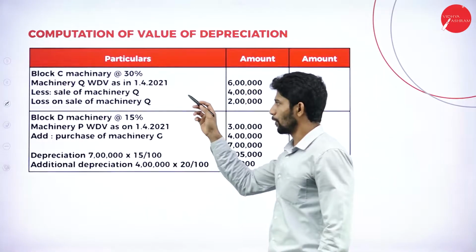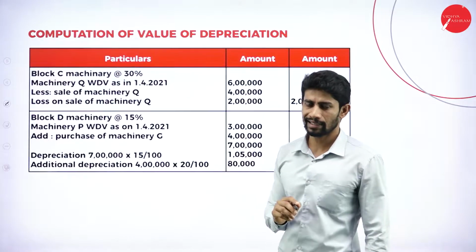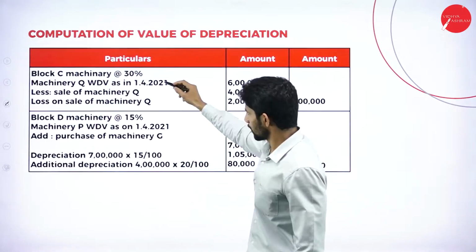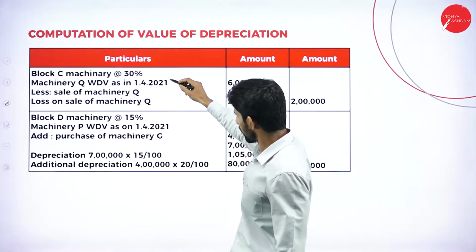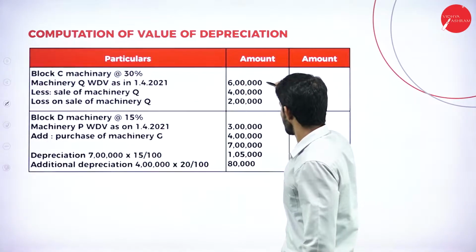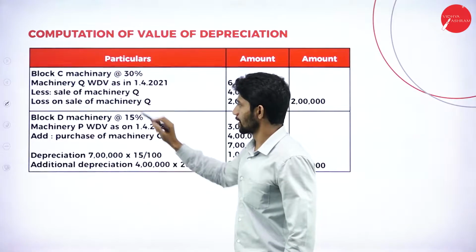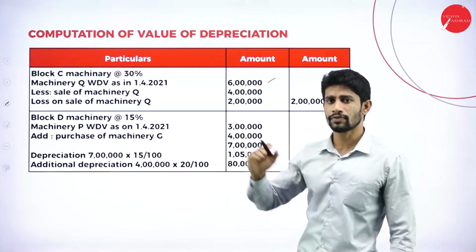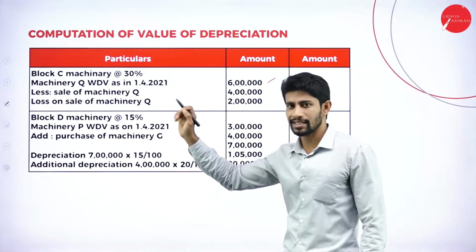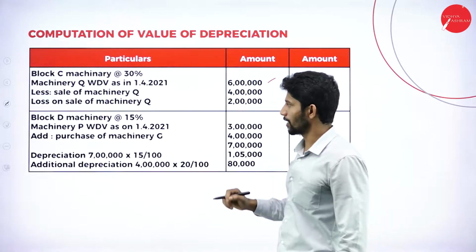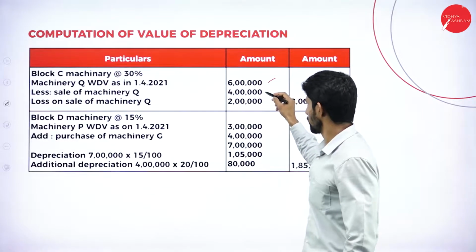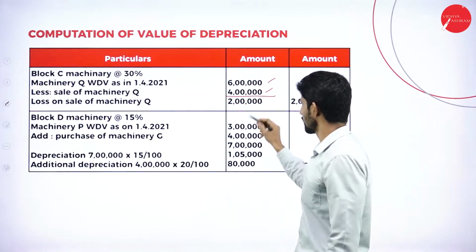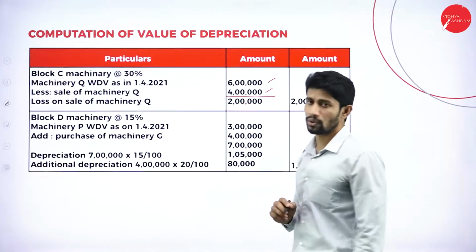Moving on, block C, machinery at 30%. So here, machinery Q, written down value as on 1/4/2021, 6 lakh. So less sale of machinery. No machinery was purchased with respect to block C, but there is a sale. So what is the value of sale of machinery Q? It is rupees 4 lakh. So if you deduct 4 lakh from 6 lakh, you will get a balance of 2 lakhs.